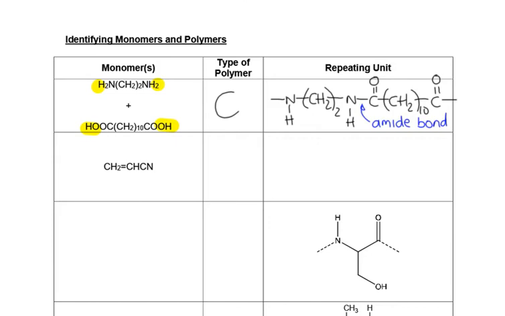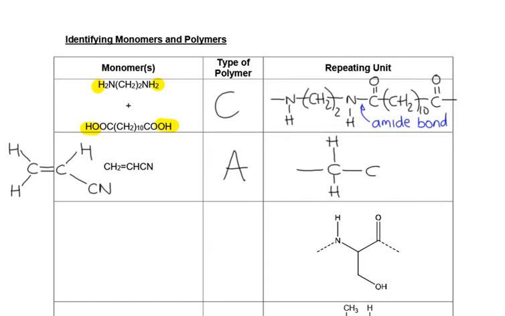Now we look at the next one, and immediately I can see there's a double bond there, so what I do is I try to draw it out with this kind of structure. And as soon as there's a double bond that I think is going to be used for the polymerization, I know it's going to be an addition, and I would draw out the repeating unit. You don't need brackets for a repeating unit.